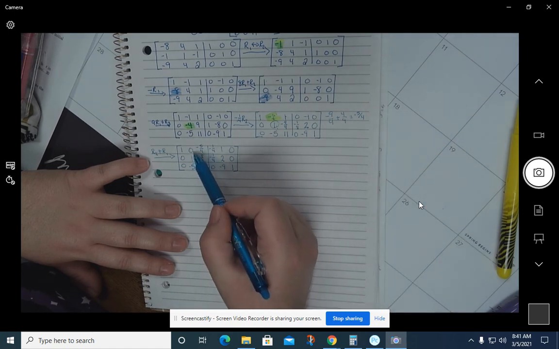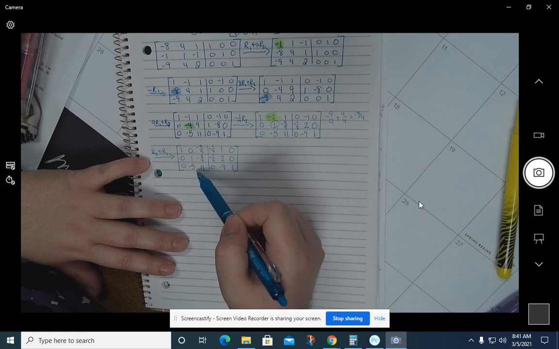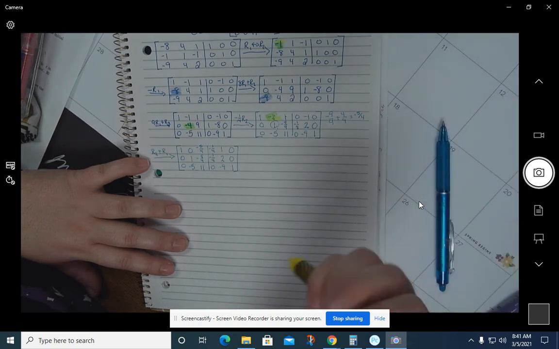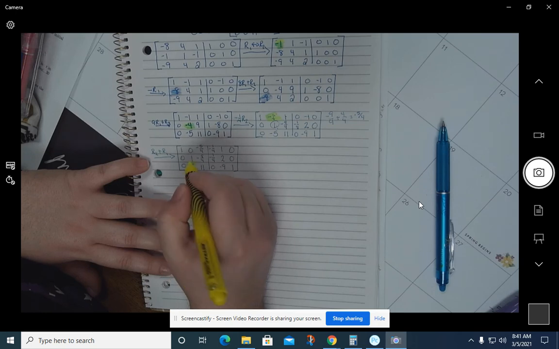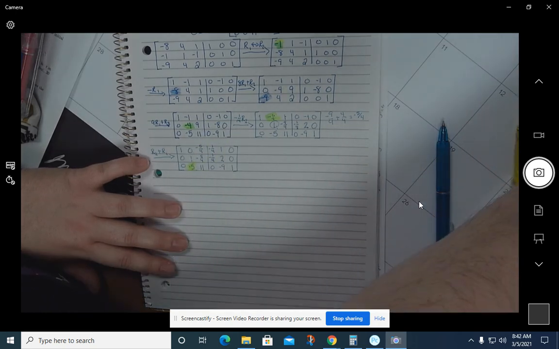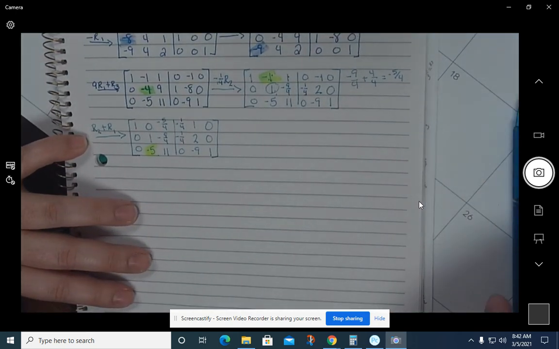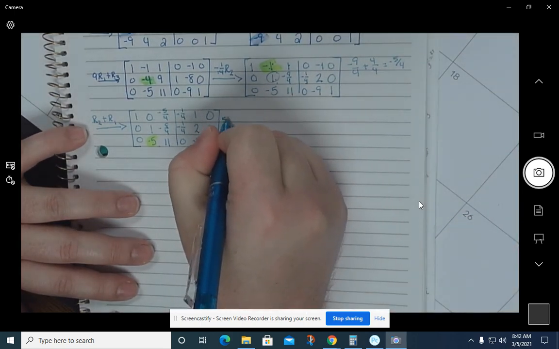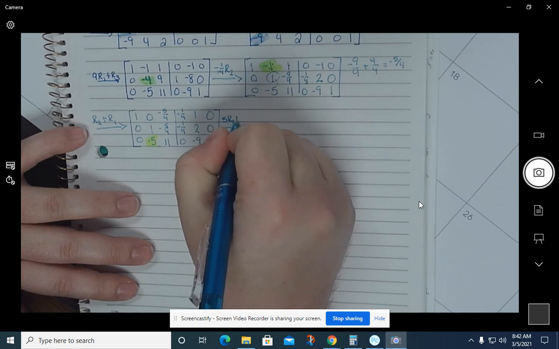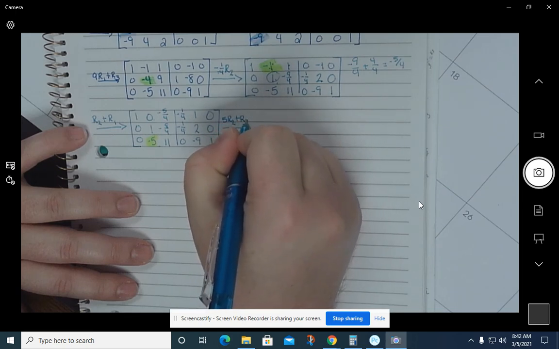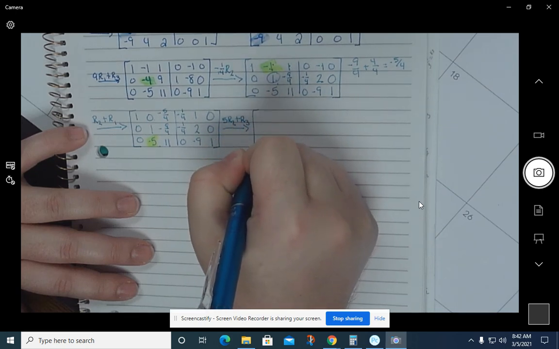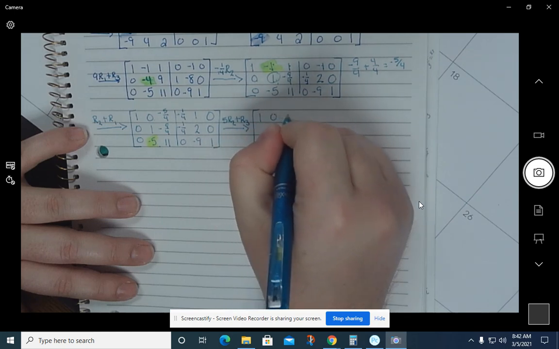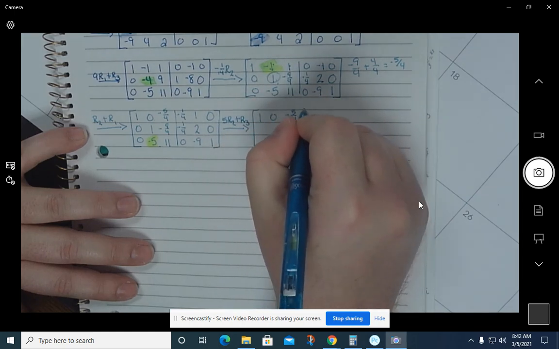So now that I have my 0 above my 1, I need to get my 0 below my 1. I've got a negative 5 there right now. So I'm going to take 5 times row 2 and add that to row 3. So rows 1 and 2 are staying the same.